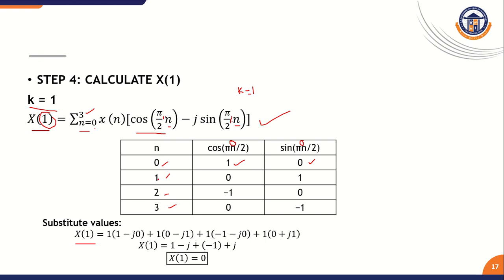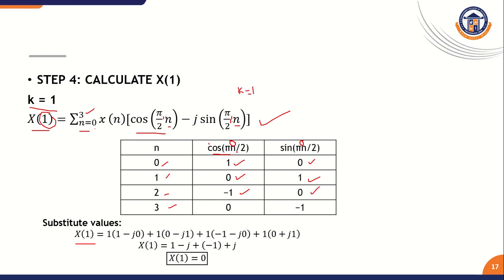Similarly, we substitute n value equal to 1 in this term. At that time cos pi by 2 equal to 0, sin pi by 2 equal to 1. In a similar way, we substitute n value equal to 2 here. So 2 by 2, our term comes like this, that is cos pi. What is cos pi value? Minus 1. What is sin pi value? 0.